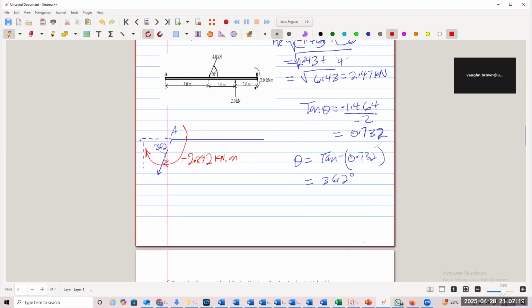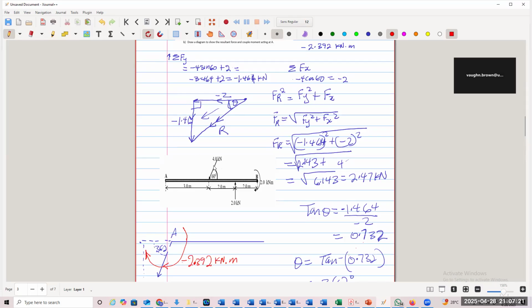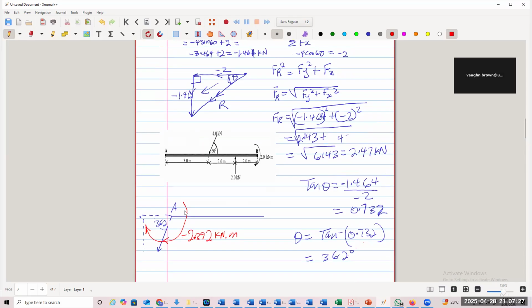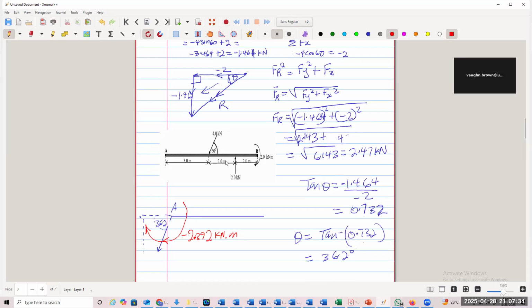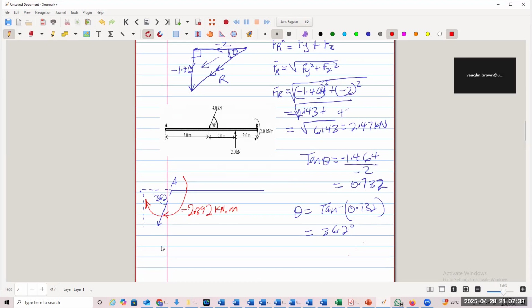So one single resultant force replaces all of this: the 4, the 2, and the coupling moment, that 2 kilonewton meter. So you get one coupling moment and one force. That's what it does. This is what they call equivalent forces. All of the forces here, this is the one force that represents it. Its value is 2.47 kilonewtons, and you get one coupling moment about A.